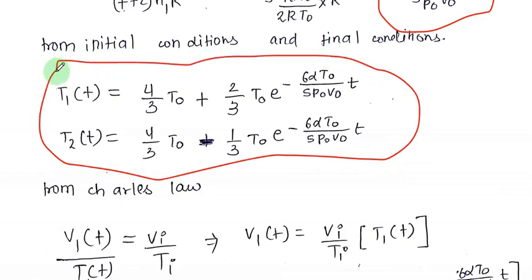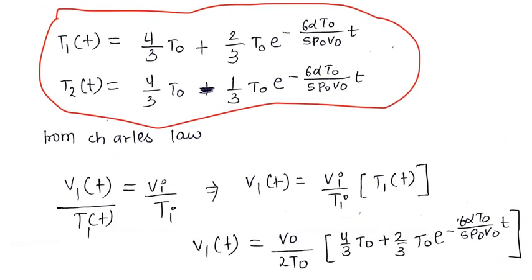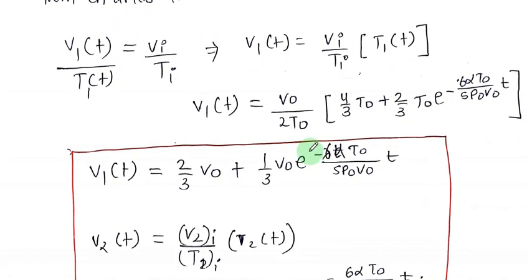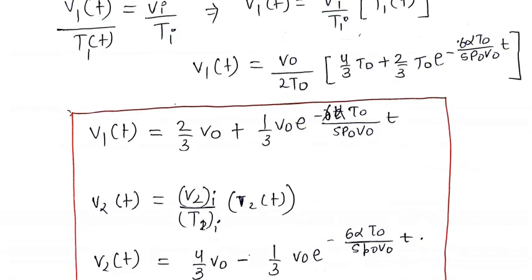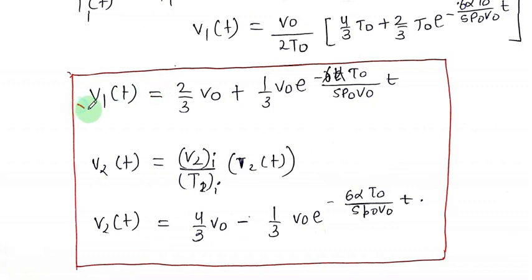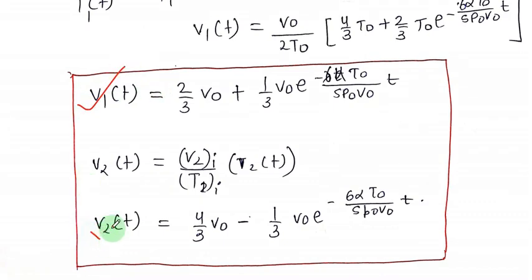And when we solve the temperature functions, again using Charles law, we can find the volume as a function of time. Here V1 at t and T1 at t, V1 initial and T1 initial, we just do that and we get the final equations for the volume as a function of time, V1 and V2 as functions of time. I hope you like the solution. Thanks.